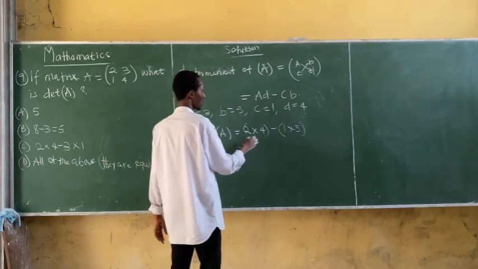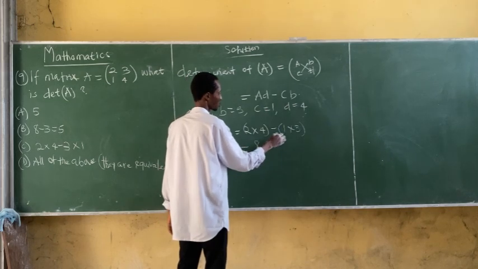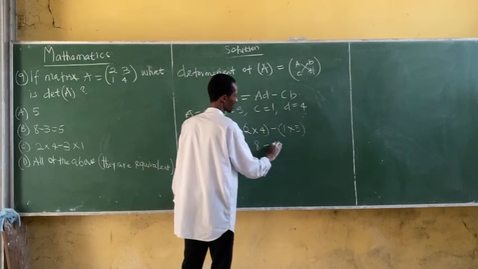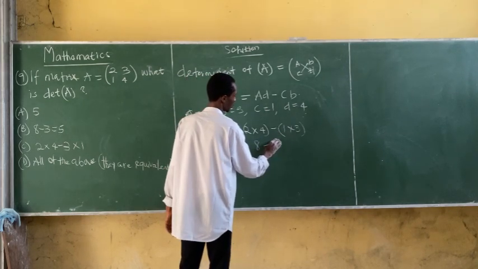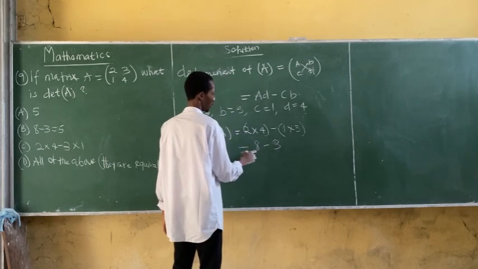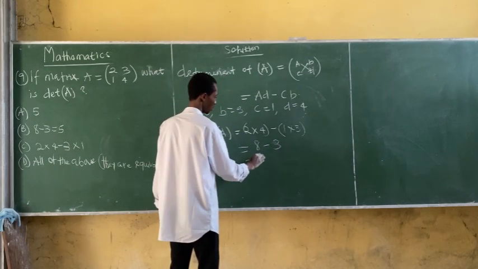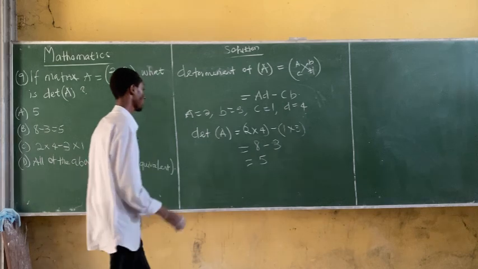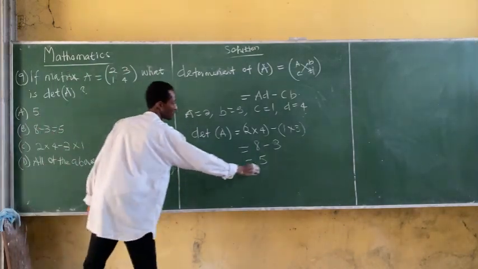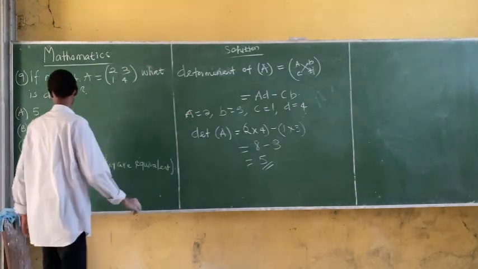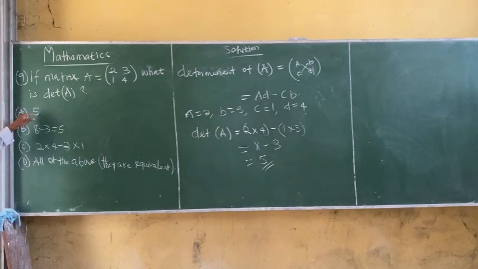This gives us 2 times 4 is what? 8 minus 1 times 3 gives us 3. 8 minus 3, we have 5. That is the determinant of this matrix A. So we come here, the correct option, it's 5.